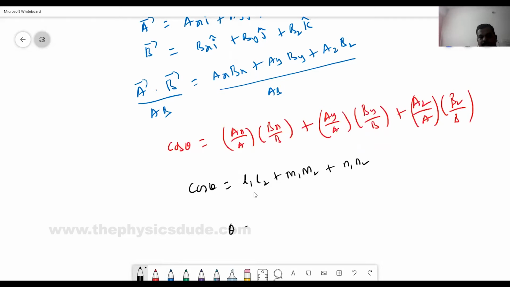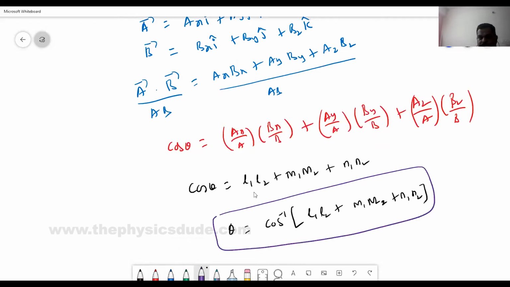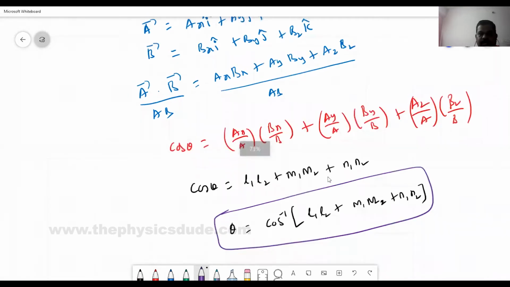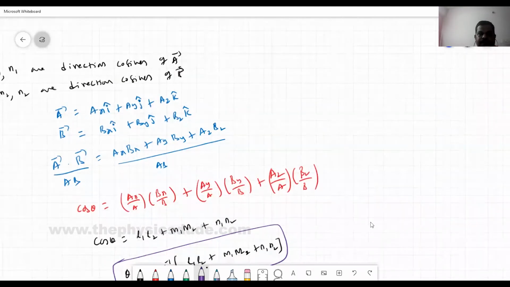So theta is cos inverse of L1 L2 plus M1 M2 plus N1 N2. So this is the angle between the two vectors, which we can find in terms of direction cosines.